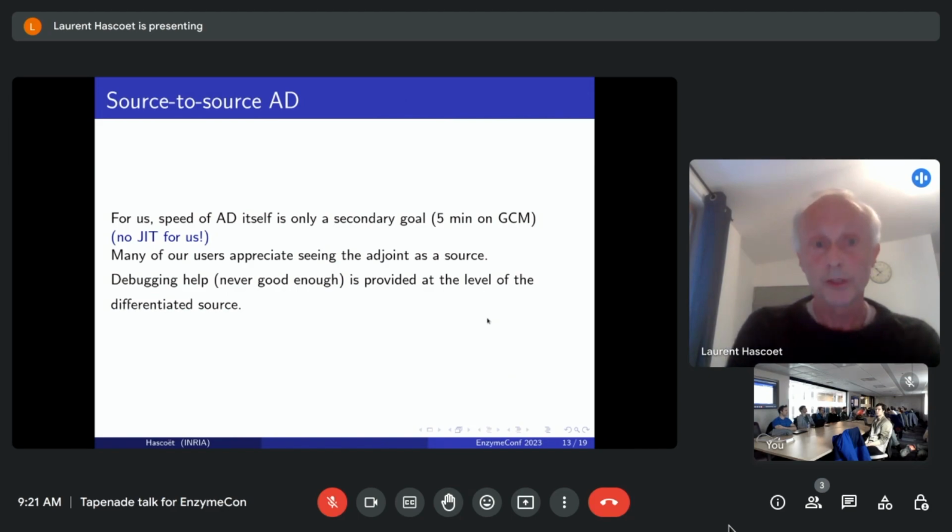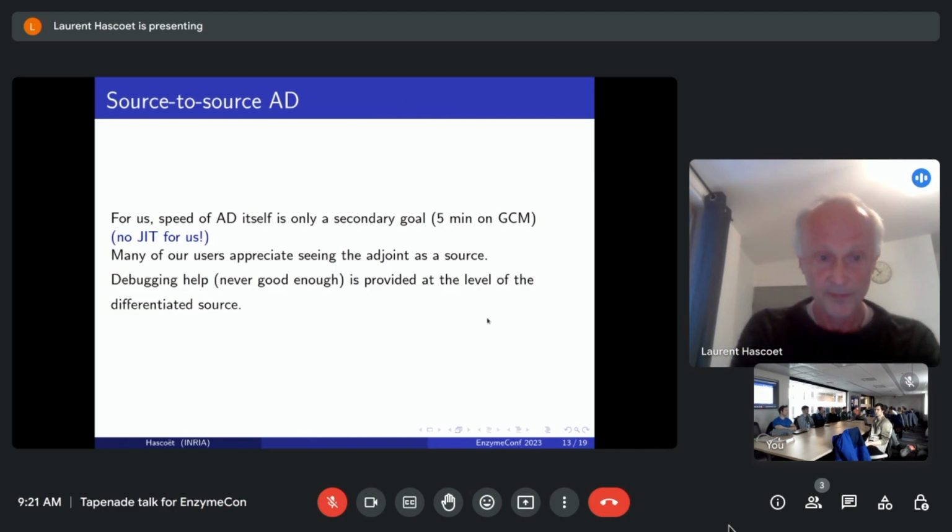Also, we are stuck to source AD. We really like it. But on the other hand, it seems that the speed of AD itself is not our strong point. The differentiating process is slow. For example, it takes 5 minutes to run Tapenade on the GCM example, and it's probably hopeless for the Tapenade AD model to run in JIT.